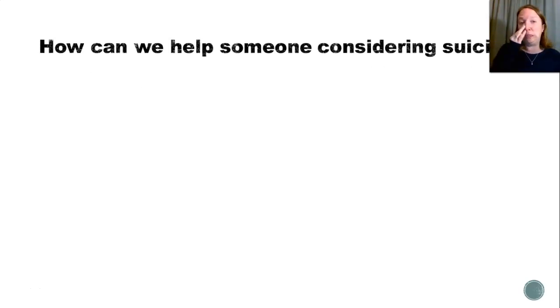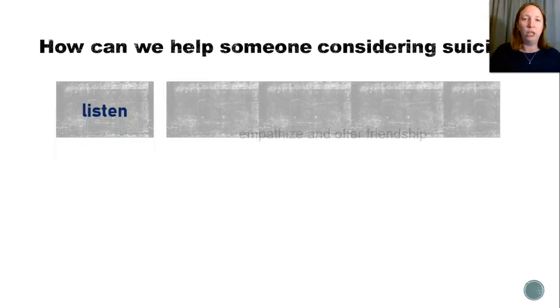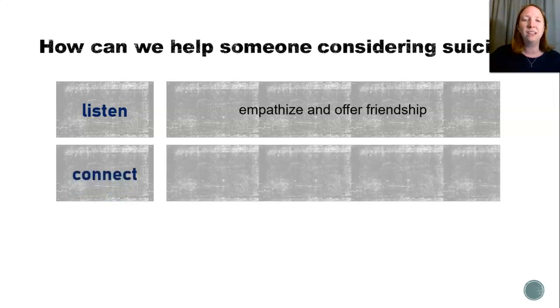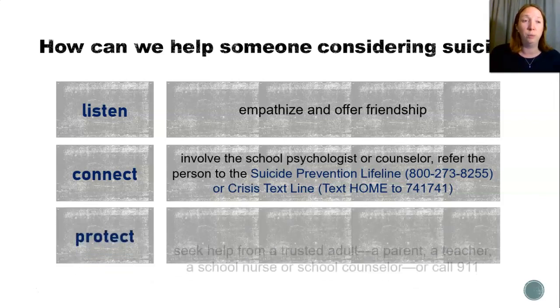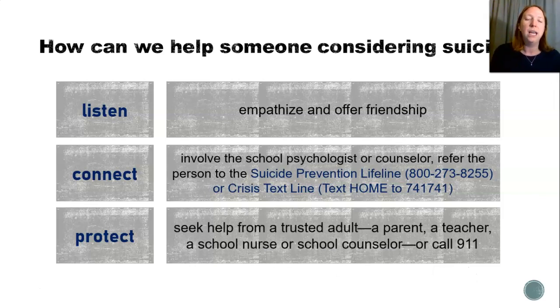So what could we do to help someone considering suicide? Especially as a good friend and listener. First of all, we could listen. We could empathize. We perhaps cannot sympathize, but we could empathize and offer friendship. We could connect that person with a school psychologist, counselor, refer them to the Suicide Prevention Lifeline or the Crisis Text Line or other resources that are at our disposal. And then finally, we could try to protect that person, especially if the threat is imminent, and seek help from a trusted adult, a parent, teacher, school nurse, or school counselor, or if immediate, certainly call 911.